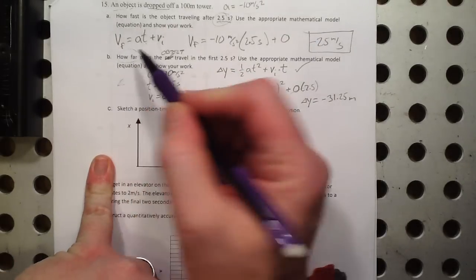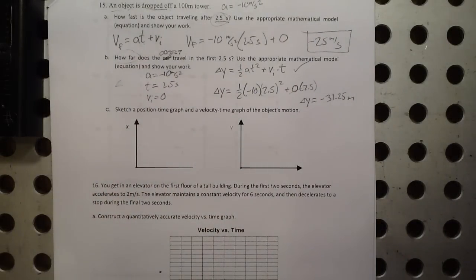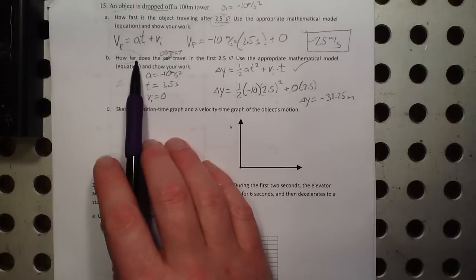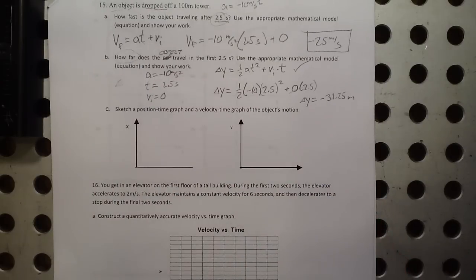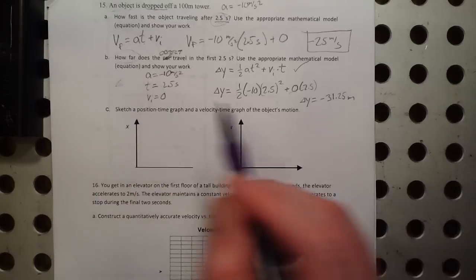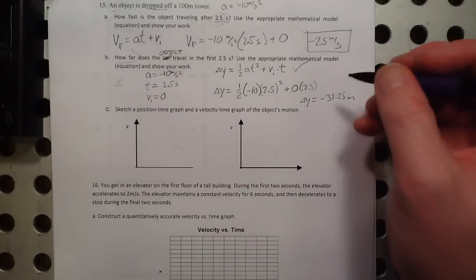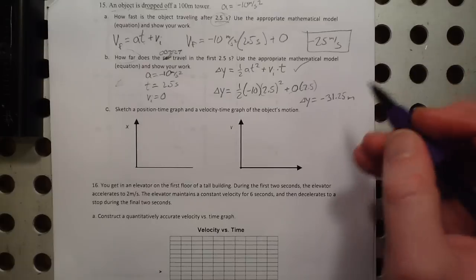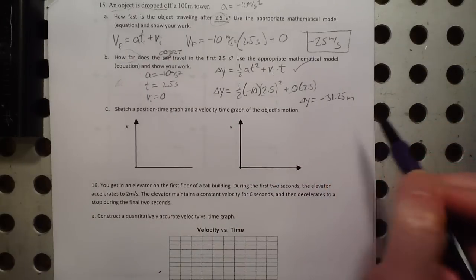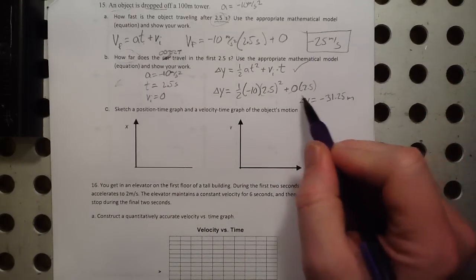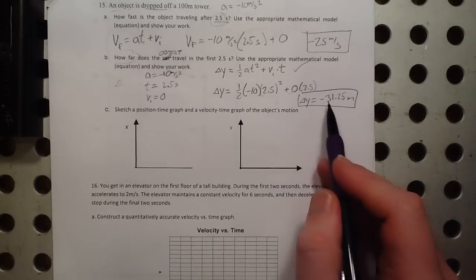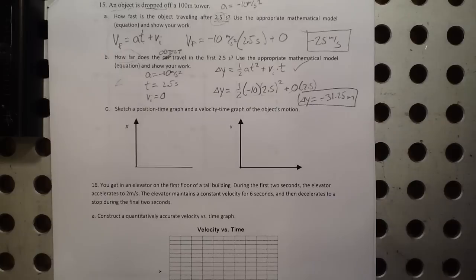Now this says how far. I could get really fussy on you here and say how far. Nobody ever answers the question how far with a negative number. That just doesn't happen. So how far really means distance. So I'm not going to take off points, but really if you say how far, you'd say, well, it went 31.25 meters down, and you'd leave the negative off. But I'm just going to leave my answer like that. We're not going to get fussy about that. And we know that means down, right?